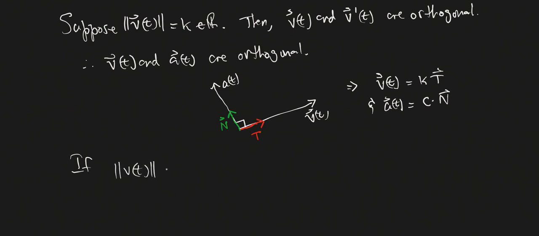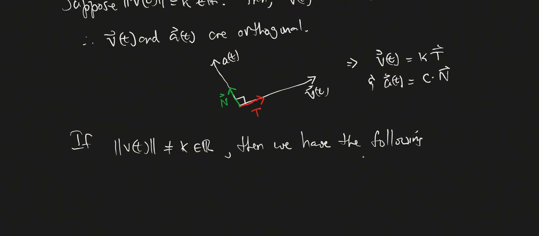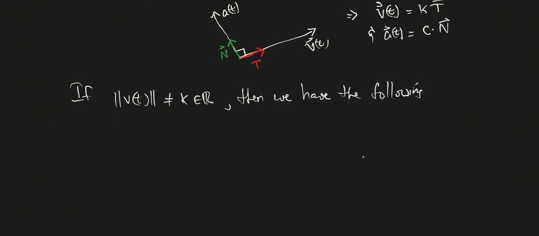So if the speed is not a constant, so if your speed depends on your time, so it's time dependent, then we have the following. So I'm going to start with a picture and then derive some results. So I'm just going to focus on A now. That's what we're trying to figure out.